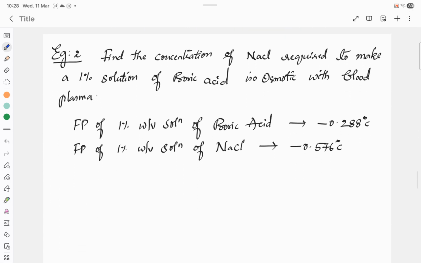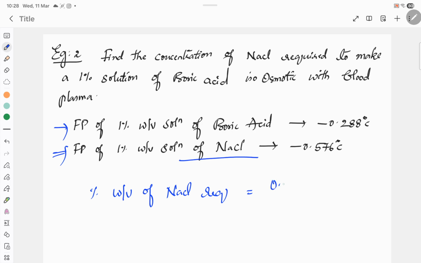And we have another problem. Find the concentration of sodium chloride required to make a 1% solution of boric acid isoosmotic with the blood plasma. So again it has given the freezing point of boric acid and the freezing point of 1% solution of NaCl. So percentage weight by volume of NaCl required is equal to 0.52 minus 0.288 divided by 0.576, which gives the value of around 0.402% weight by volume. Right?